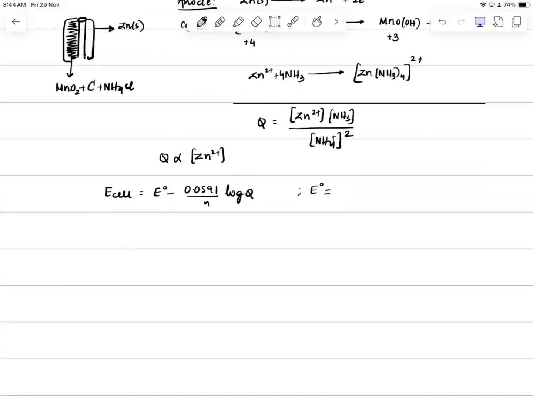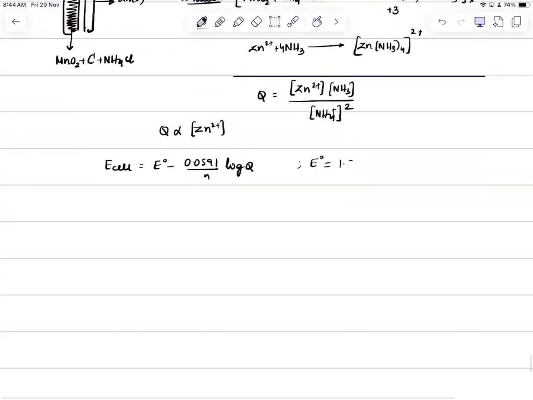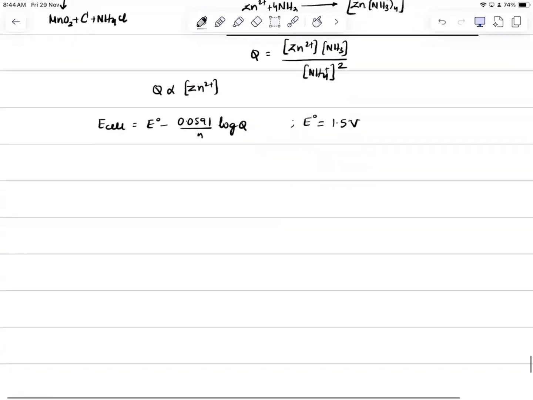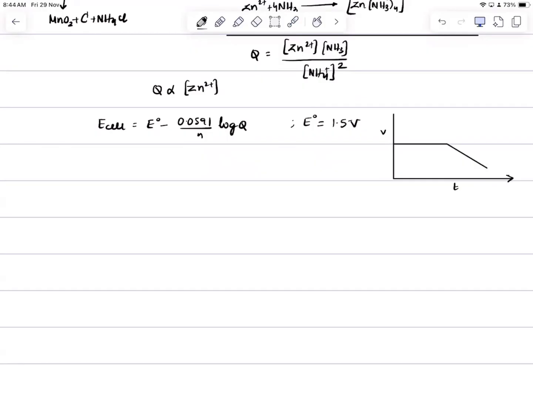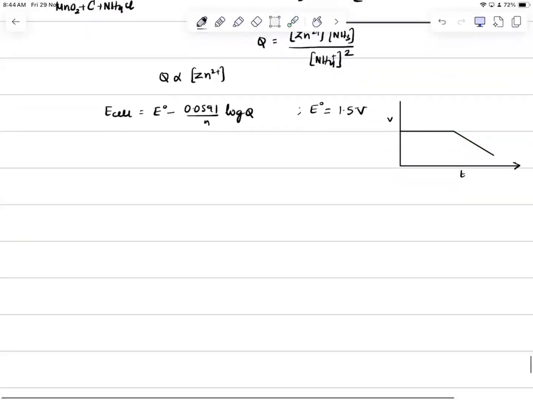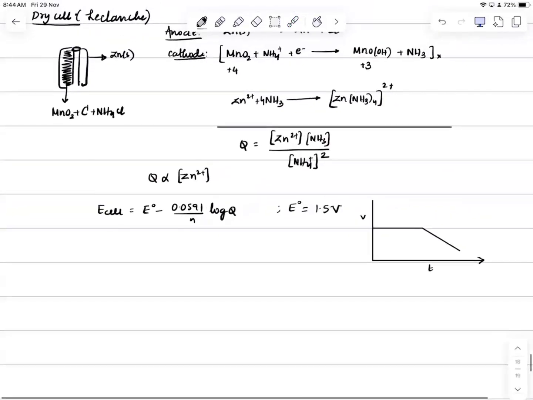It will reach a steady state and give around 1.5 volts for a long time. If you look at voltage versus time here, it will keep giving 1.5 initially and then start to decay. It may be linear or may not be, but this is how it will happen. So over time, it will start decreasing. Correct? This is about the dry cell.